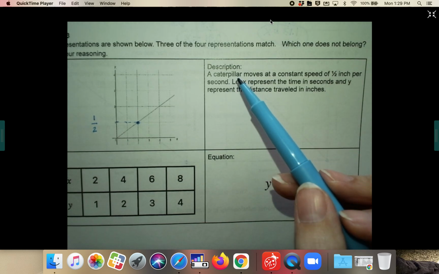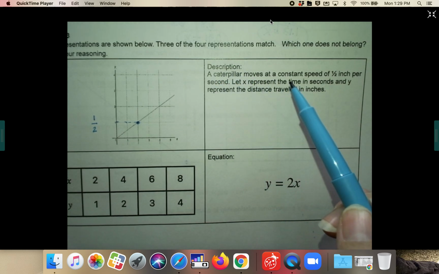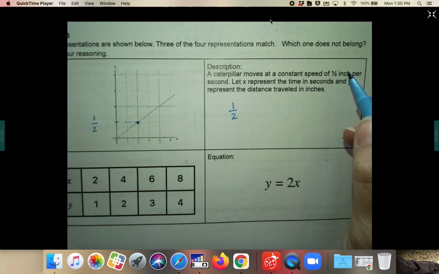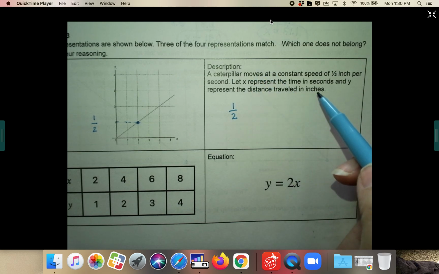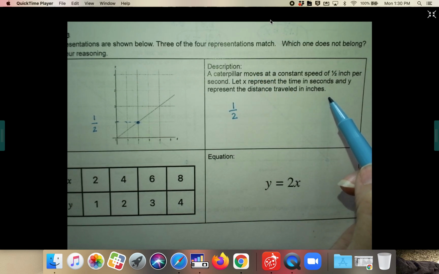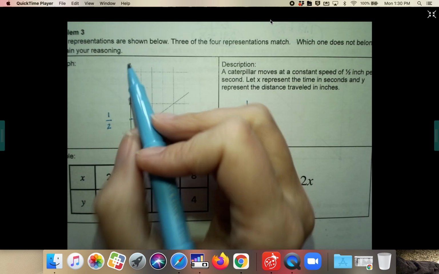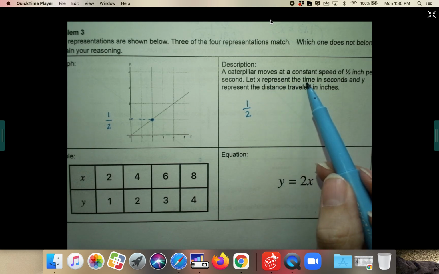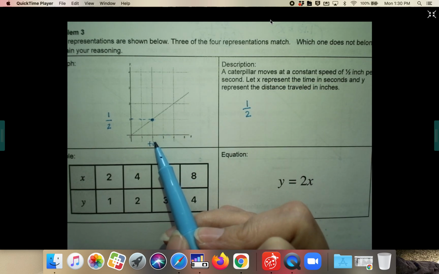A caterpillar, let's look at the description. A caterpillar moves at a constant speed of 1/2 inch per second. So let X represent the time in seconds and Y represent the distance traveled in inches. Let's go back over here and look. Y is the distance and X is the time.